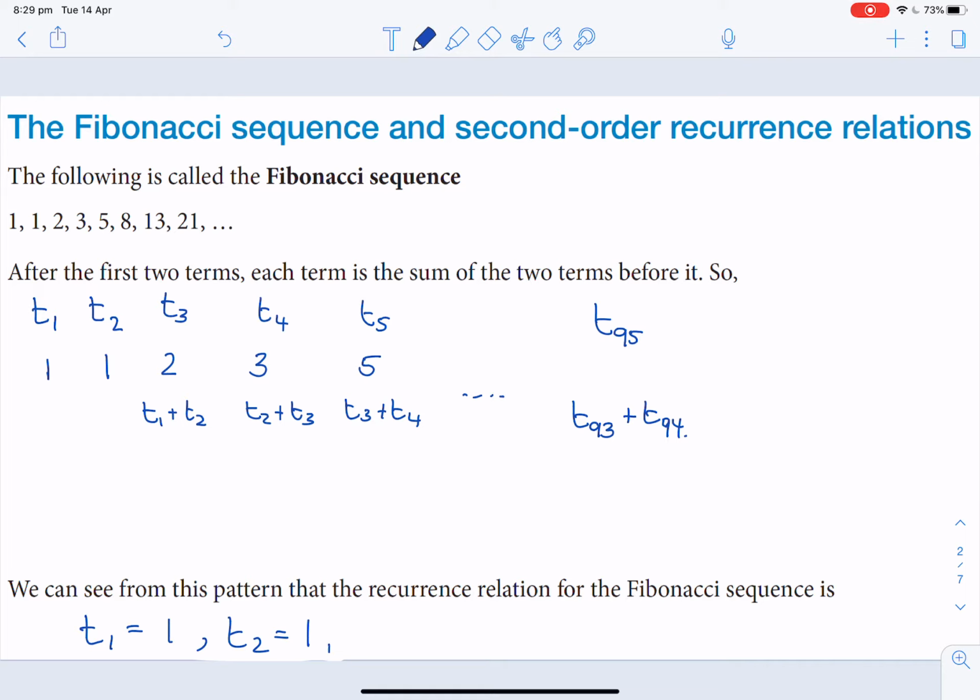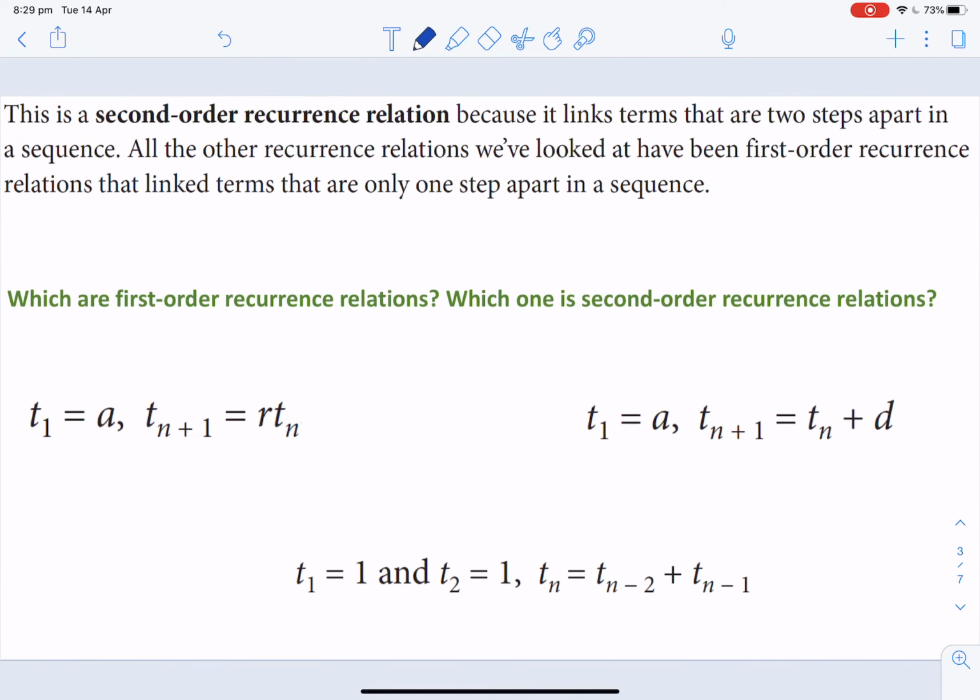Our formula, which we can use for any sequence of this type where the only things that change are our T1 and T2 values, is T of n, so whichever number we want, is equal to T of n take 2, so the two numbers before it, plus T of n take 1, so the one number before it. As I said, if you wanted 95, 2 less than 95 is 93, 1 less than 95 is 94. It sounds like a lot, sounds confusing, but when we get in a couple more slides to doing examples, it gets a lot easier.